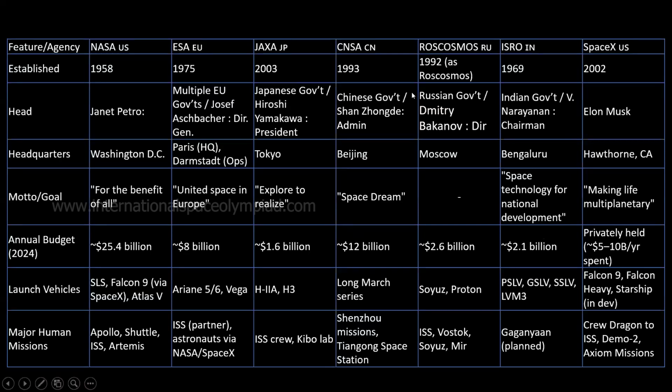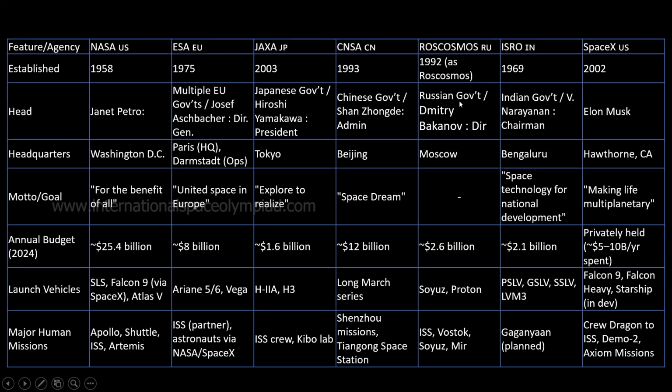So now this is a comparison between the space agencies, okay, or not a comparison basically, it is a brief about different important space agencies. The space agencies given: NASA, ESA, JAXA, CNSA, Roscosmos, and ISRO. And I'm giving SpaceX as an example of a private one, okay. And the head, you can see Janet Petro. Then here the director general is Joseph Aschbacher. Okay, I don't know how to pronounce. Then Hiroshi Yamakawa was the president of JAXA.